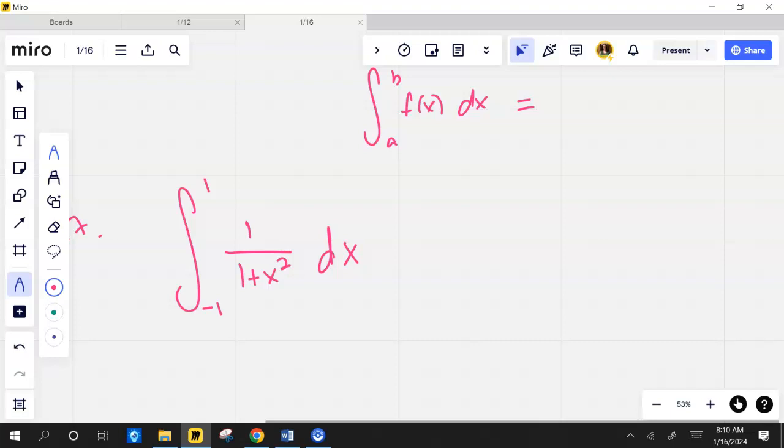I probably am too. That's probably my weakness, is the geometric part of it.